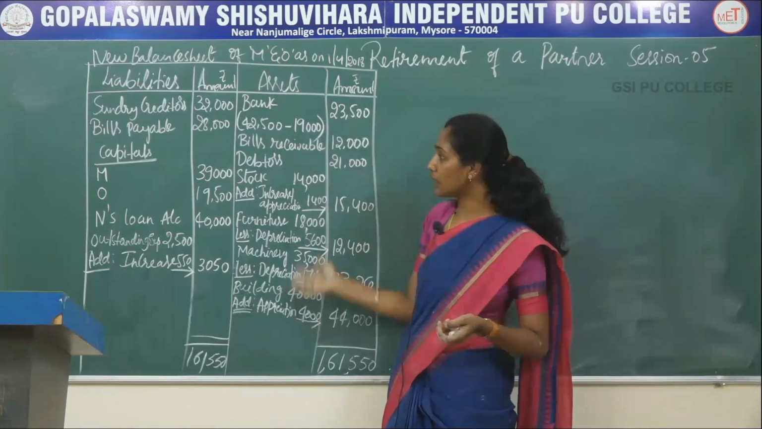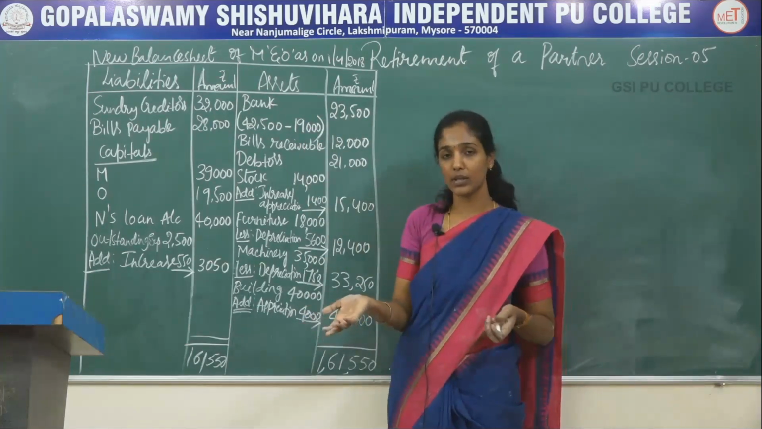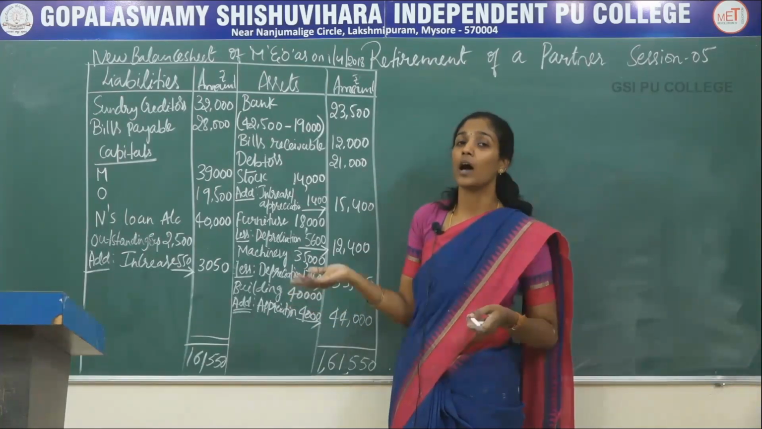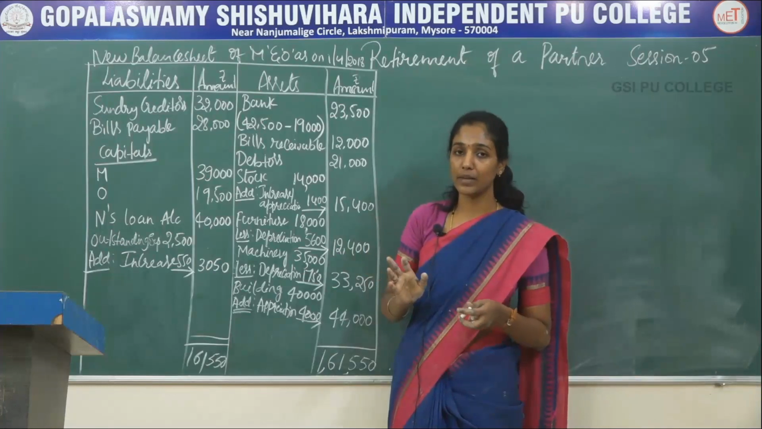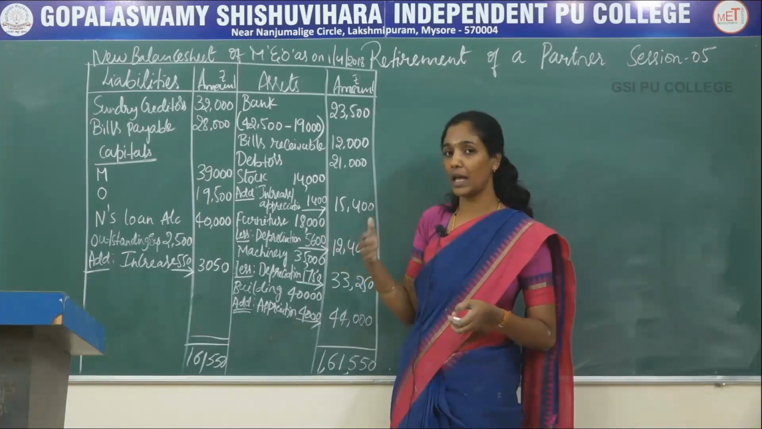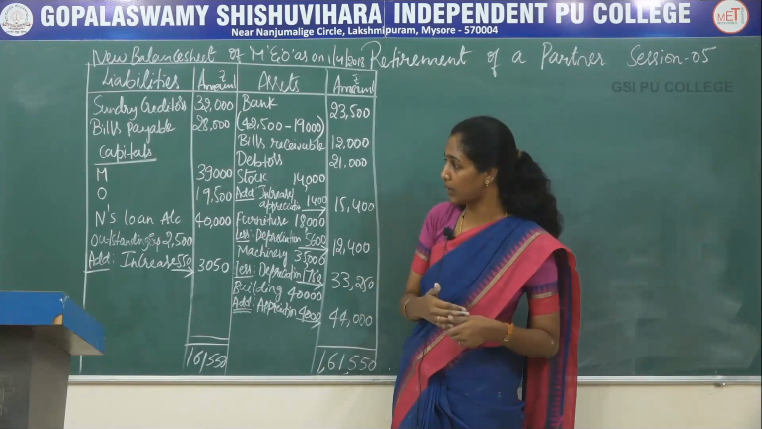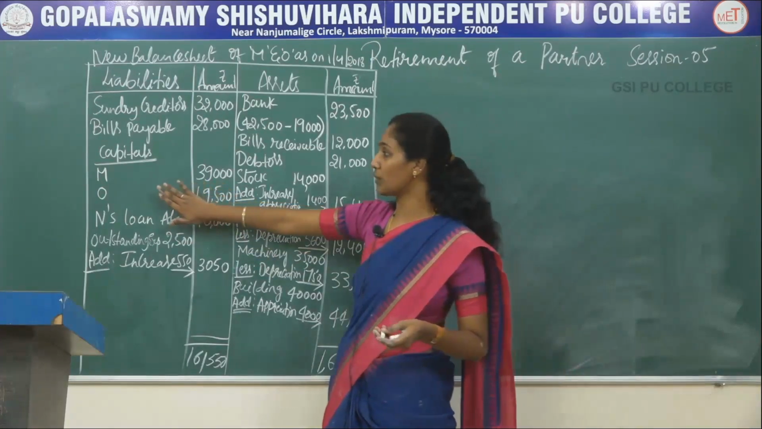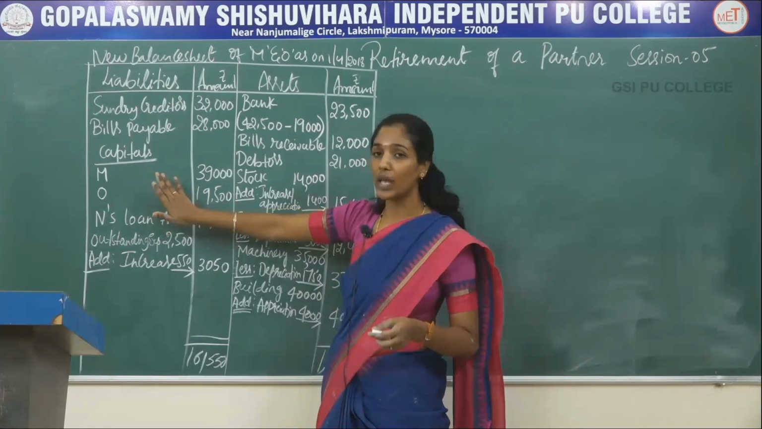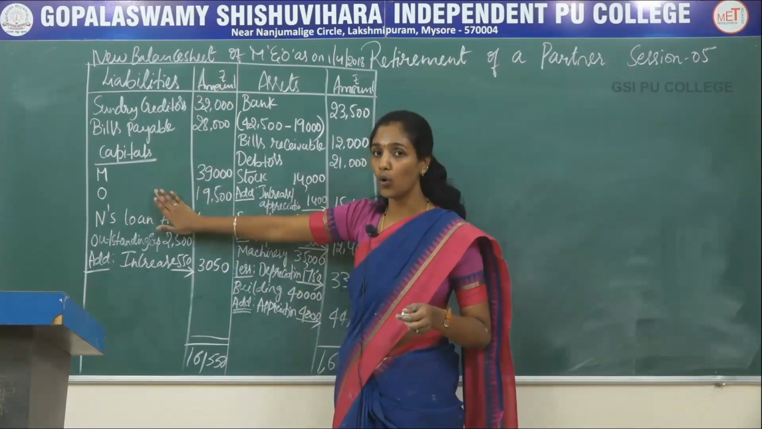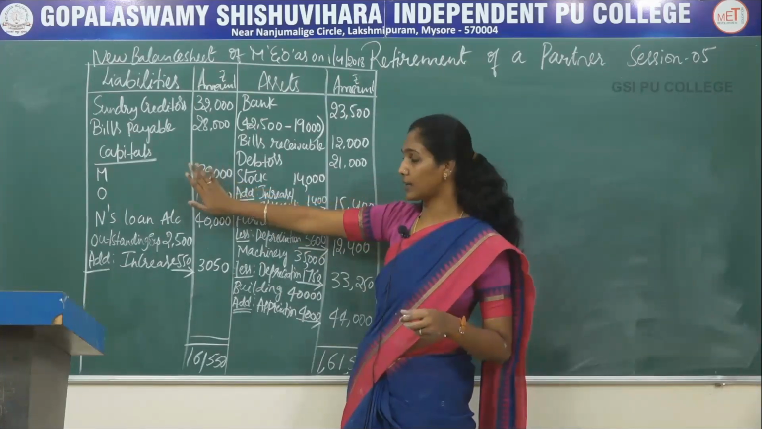Then write all the assets. If there is any adjustment relating to any kind of assets, you have to add or less according to the adjustments given in your problem. Wherever appreciation is given, add it, and wherever depreciation is given, keep subtracting. Then here you have to consider the new capital balance of continuing partners M and O, which we have already found out in the partners' capital account.